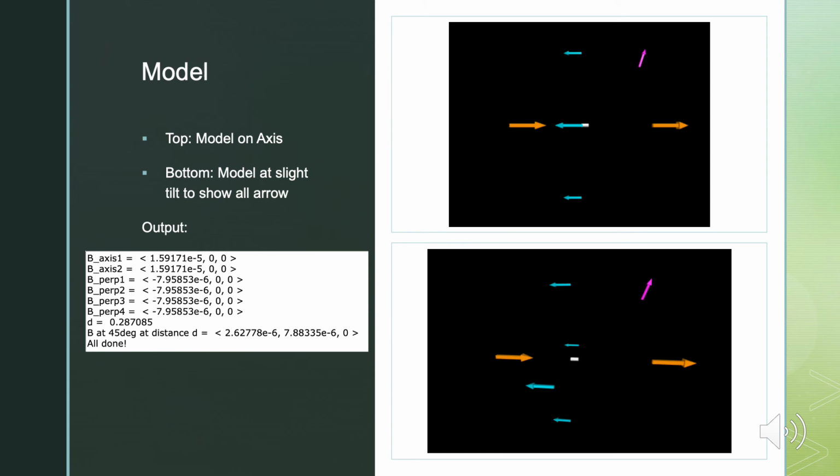Here are images of the model created by my GlowScript code. The top image shows the model level with the x-axis. The image below shows the same model at a slight angle to clearly show all of the arrows. I've also included what was printed onto my console. In this image, the orange arrows represent the on-axis magnetic field, and the blue arrows represent the perpendicular axis arrows. The purple arrow represents the arrow at a 45-degree angle.